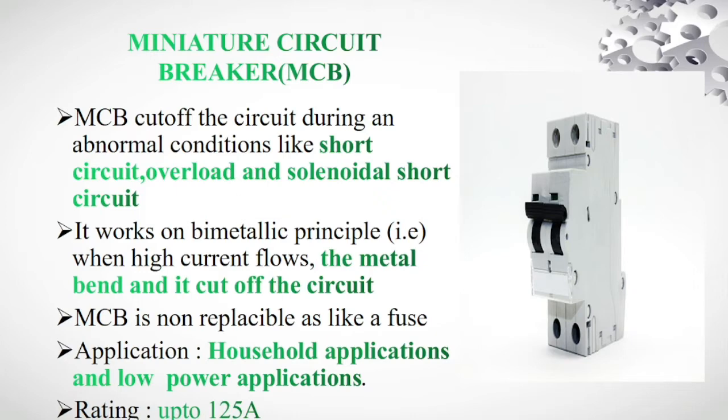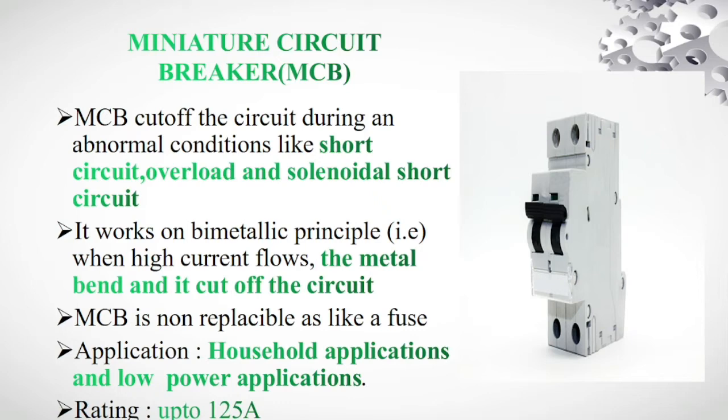And also it works on the bimetallic principle. That is, when high current flows, the metal bends and it will cut off the circuit. That is, the metal used inside the MCB will bend during high current. You guys know the current is one of the thermal energy. So the metal used inside the MCB will bend during a high current.